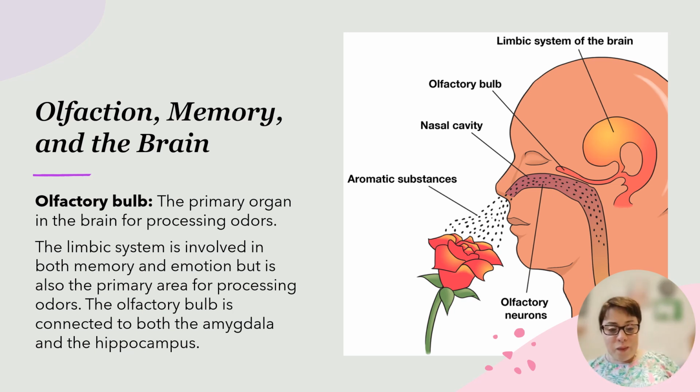So again, the olfactory bulb is the primary organ in the brain for processing odors. The limbic system is involved in both memory and emotion, but it's also an area of the brain responsible for the processing of these odors. And so the olfactory bulb connects to both the hippocampus and the amygdala, which explains the association between odors and strong emotional autobiographical memories. Okay.